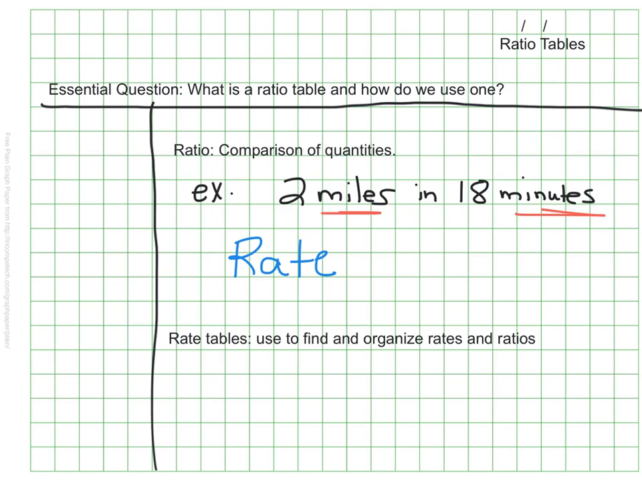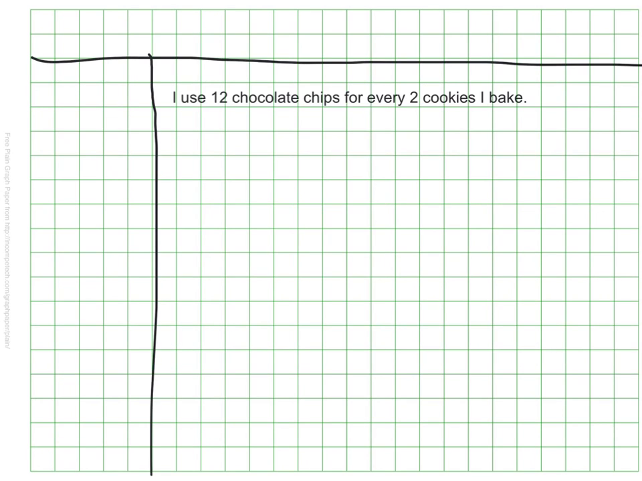We can use what we call a rate table to find and organize rates and ratios. I'm going to add the word equivalent here as well, because we want to make sure our rate and ratio is consistent. So here I have an example of a rate or ratio. I use 12 chocolate chips for every 2 cookies that I bake. I can use a table to find the number of cookies I can make with various amounts of chocolate chips, or I can find the number of chips I need for a certain number of cookies.